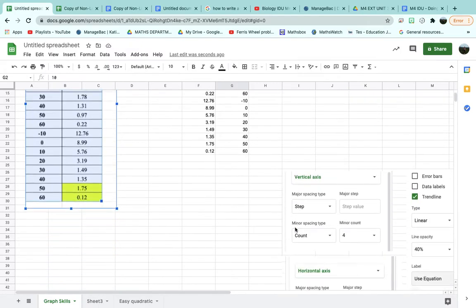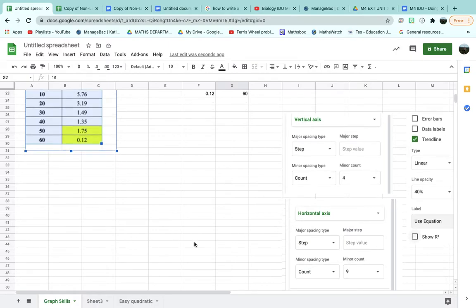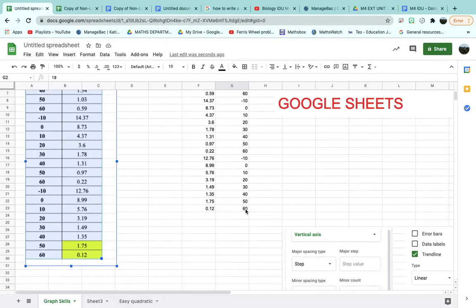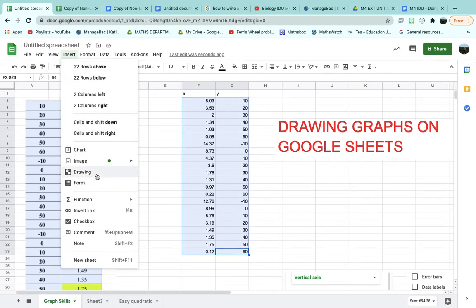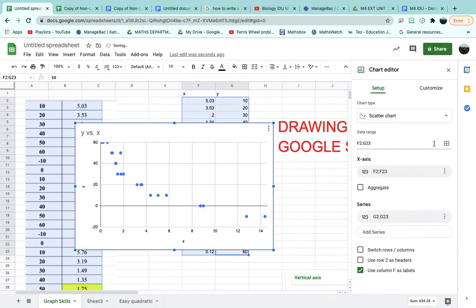Now, this is how you insert a graph. You need to select the data. You need to press Insert, Chart. And you need to change the chart type to scatter. This might already be automatic.